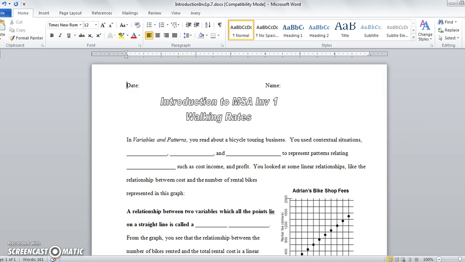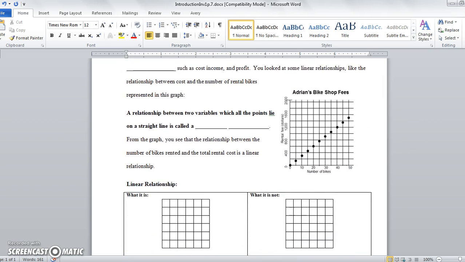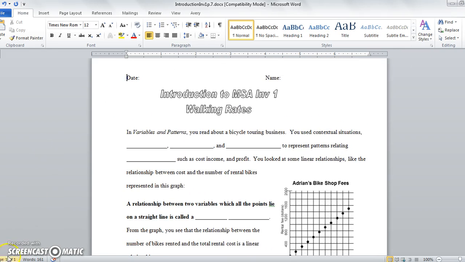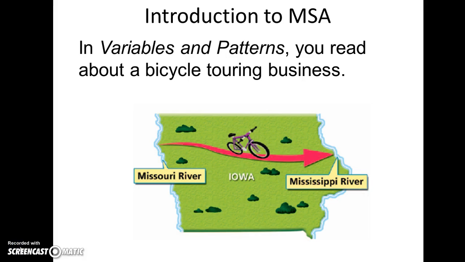We will be filling out this worksheet as we go over this screencast together, and I will show you a PowerPoint. So moving straight ahead is this next unit that we're doing, and it is a continuation of a unit that you started in 6th grade called Variables and Patterns, where you looked at a bicycle tour and you did some problems that were related to that.